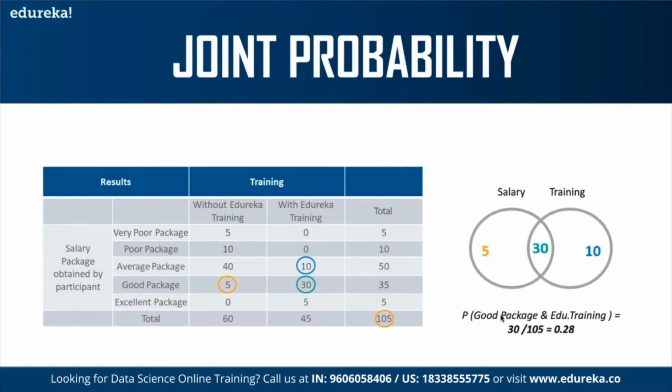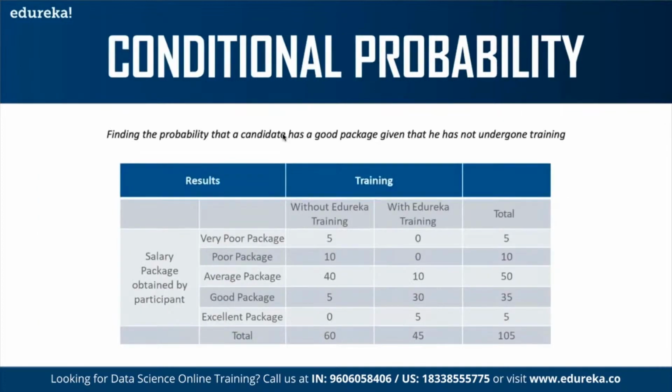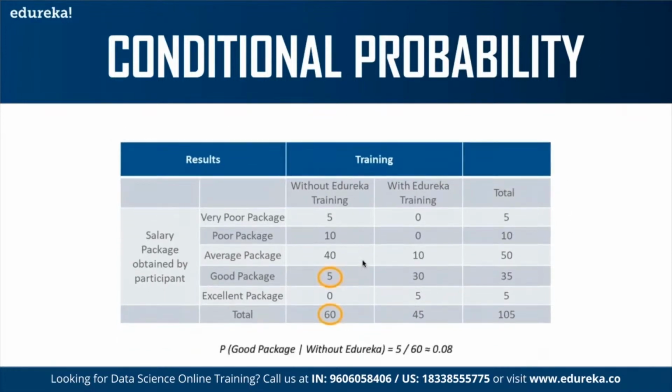And again, for those students who are having a good package with Edureka training, right? Good package with Edureka training by the number of total participants here, right? And then at last we have to find the probability that a candidate has a good package, but again, he has not undergone the training part, right? Then how much do we have? We have 5, and then we have the total number of participants, 60. That is 0.08. So there's only a probability of 0.08. That is only 8% that a person will be having a good package without going for any form of training altogether.